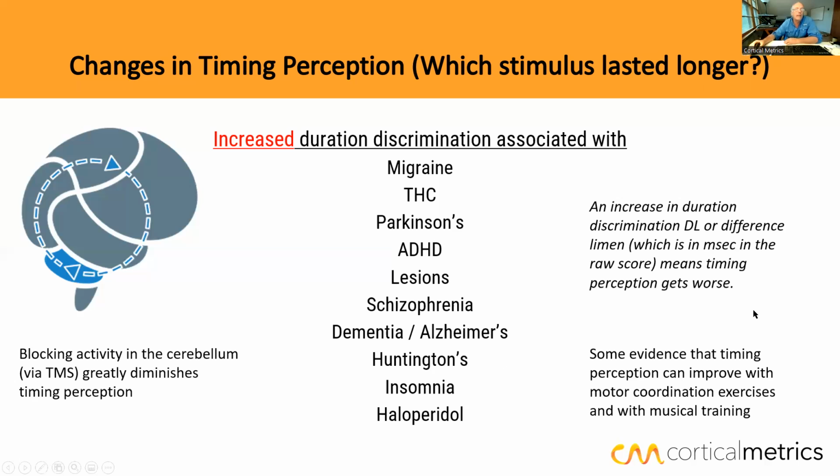But another interesting thing is there's some evidence that timing perception improves with motor coordination exercises, musical training, or dance training. When you take somebody with some issues with timing perception and start doing these coordination exercises, there's a little bit of evidence that their timing perception actually improves, which is kind of interesting. And I look forward to seeing other papers about that.